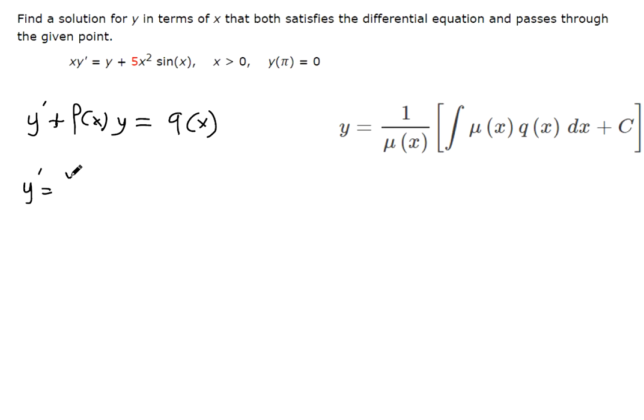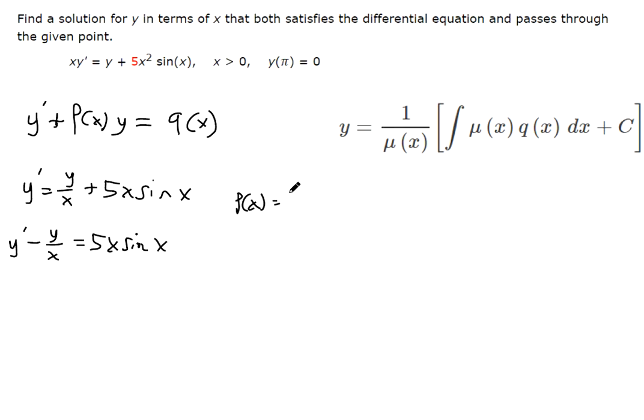Y prime is going to be y over x, just dividing everything by x to start off. And I'm going to subtract y over x from both sides. Looks like we're there. P of x is negative 1 over x, and then q of x is 5x sine x. So now we have it in standard form, and we've identified p of x and q of x.